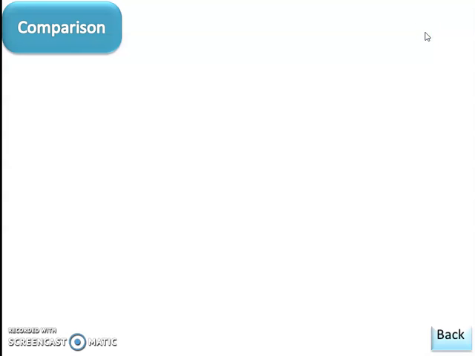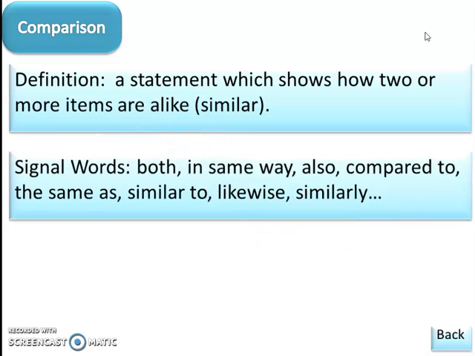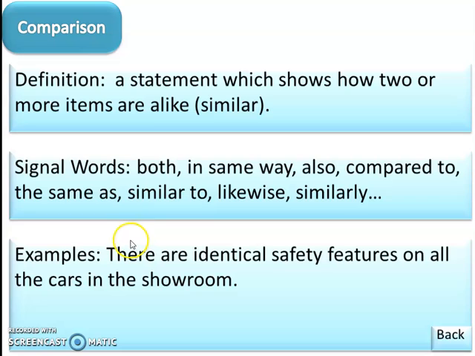In comparison, in the following sentence, he's trying to show the similarities between 2 items. Just the similarities. Signal words: in the same way, also, compared, similar to, similarly. So the example is: there are identical safety features on all the cars in the showroom.